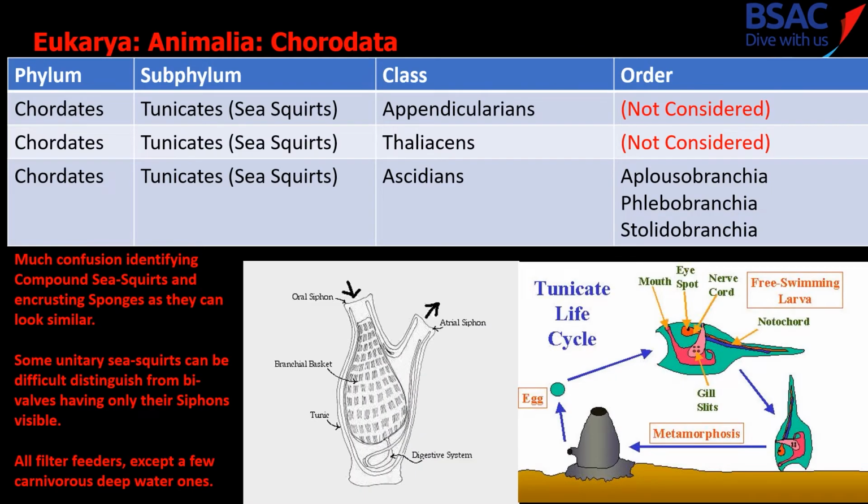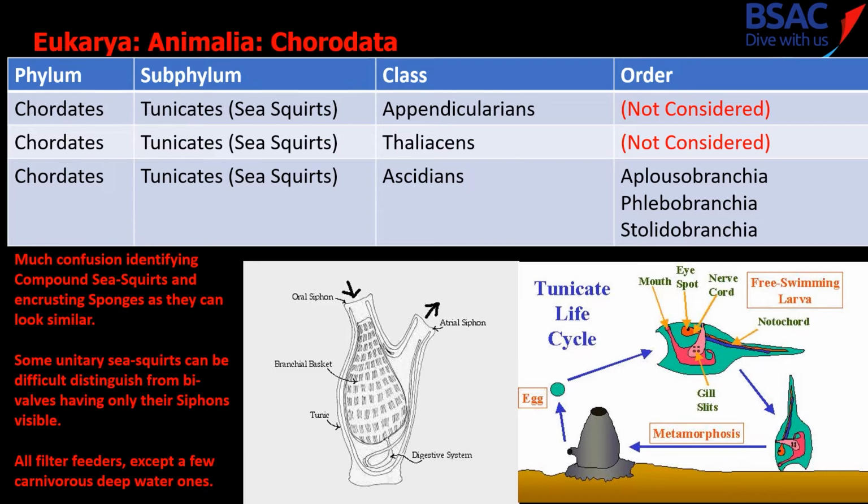Eukarya Animalia Chordata. Chordates have three subphyla. Number 1, the vertebrates or Craniata, which include tetrapods and jawed vertebrates. 2, cephalochordates, which include lancelets or microscopic free-swimming animals. And 3, tunicates. Here we consider tunicates, and in the following slides some vertebrates.